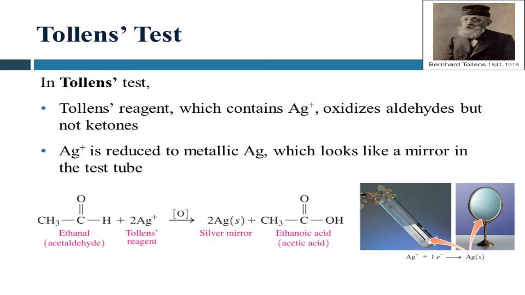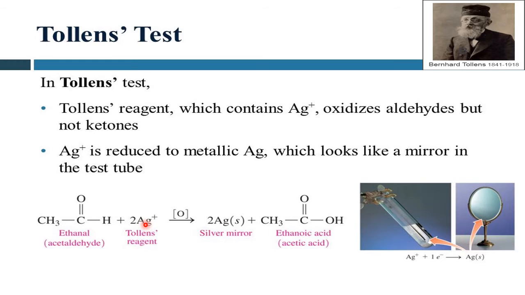Now we'll go for the laboratory tests between aldehydes and ketones using 3 mild oxidizing agents. Number 1, Tollens' test. Tollens is a famous scientist who did research work on this, and he is the one who prepared Tollens' reagent. How it is prepared, I will explain later. He is from Germany, and here is the photo of this famous scientist. To salute him, Bernhard Tollens, from 1841 to 1918, from Germany. So this is Tollens' reagent.